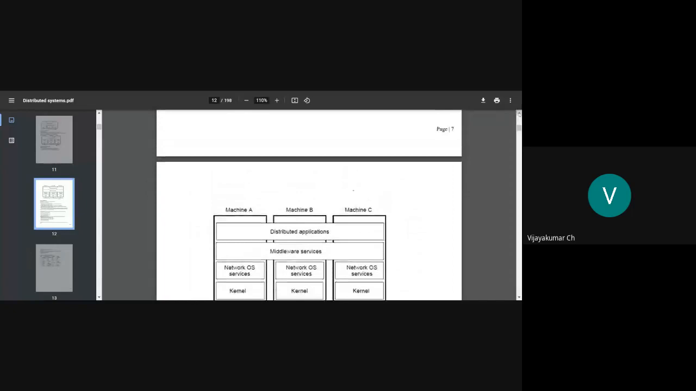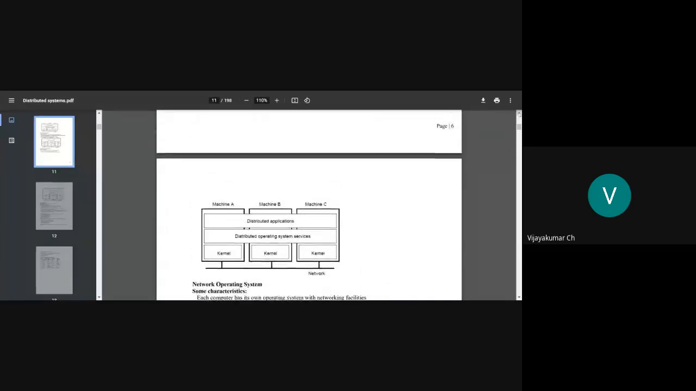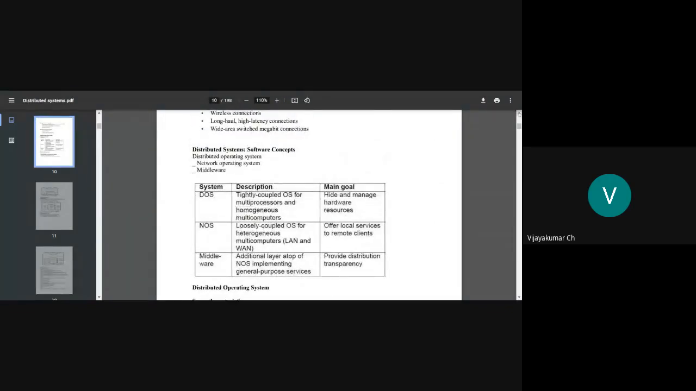Distributed systems are multiprocessors and multicomputers. Using a distributed operating system, a network operating system, and middleware, the data can be forwarded to the particular organizations, application programs and others. So this is the concept about distributed systems and their software concepts.